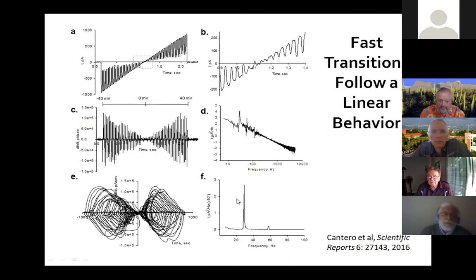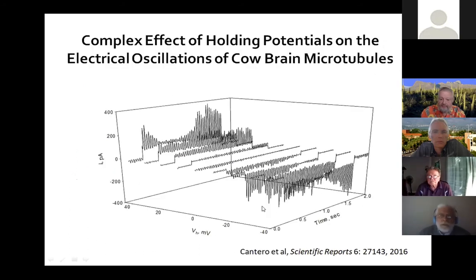Okay, so we've been interested in this for some time. You can see when you pass from minus 40 to 40 very fast, you can get a linear response. In other words, the system behaves very linearly with a single oscillatory frequency. But when you let it go for a longer time, you see different patterns of amplitude. In other words, the system actually allows ions to go through, then reduces its conductance, then higher conductance again, and so on and so forth.